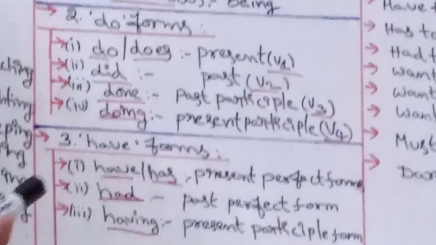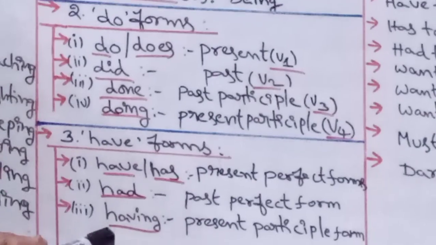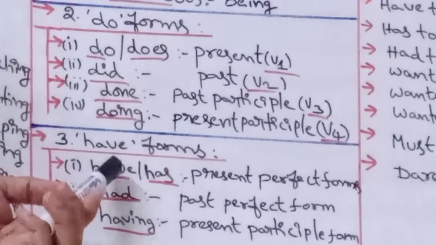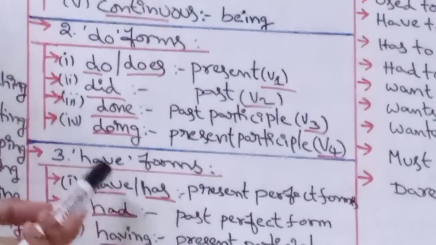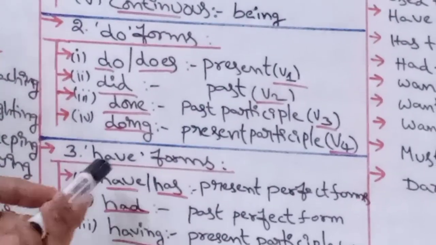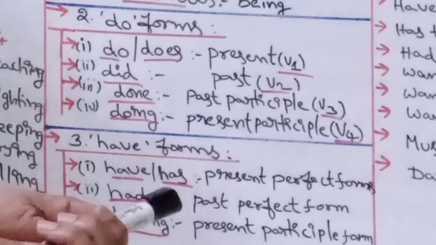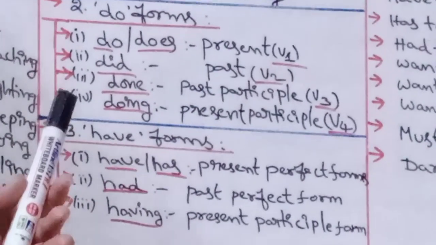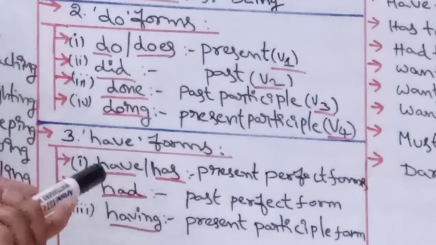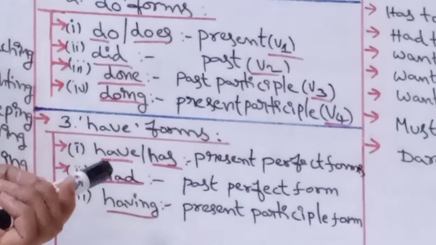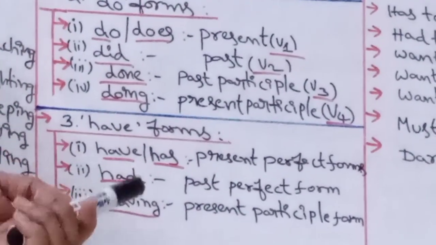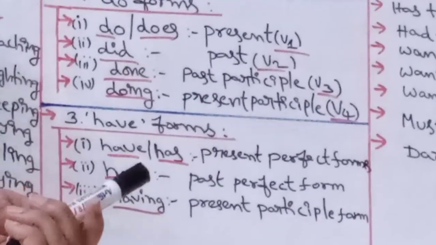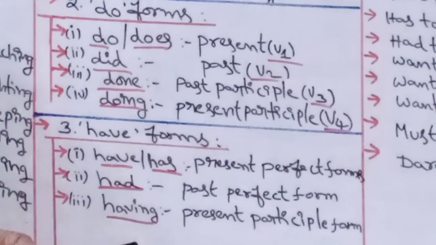And third type of primary auxiliary verb is have forms. Have forms are again divided into 4 types: have or has, next one had, and next one having. And have, has, they both are called present perfect forms. They can be used in present tense like I have a book, he has a bike, she has a mobile, etc. And here have, has are used as simple present tense forms like main verbs.